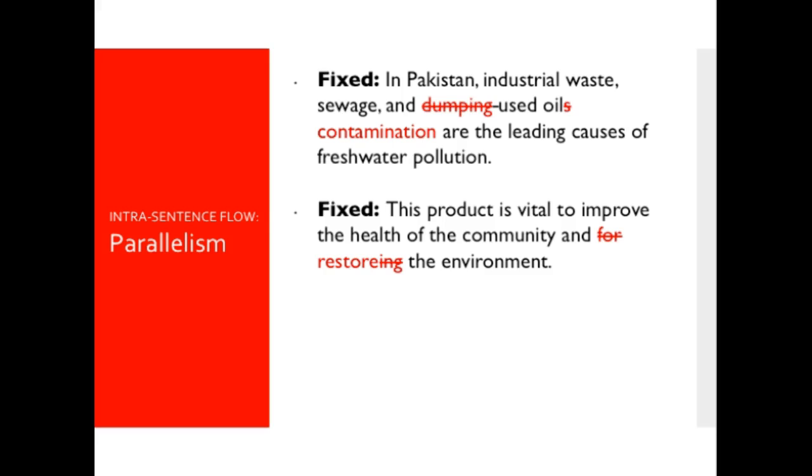And the second one, this product is vital to improve the health of the community and restore the environment. So the problem with this one is that this wasn't really a grammatical mistake again, but it did not satisfy the idea of parallel alignment between the two items in our list. So the first is to improve the environment, and then the second one was restoring versus restore. And so if we can set them both up to be corresponding to the infinitive, then we've made a more parallel and satisfactory list.